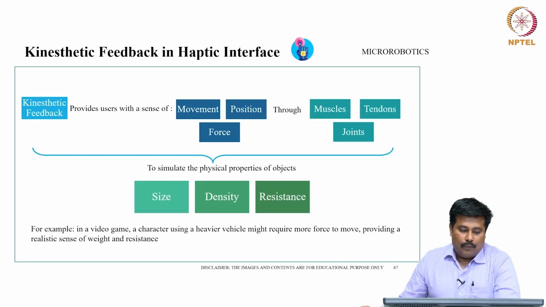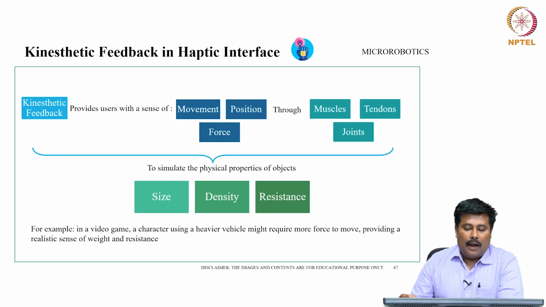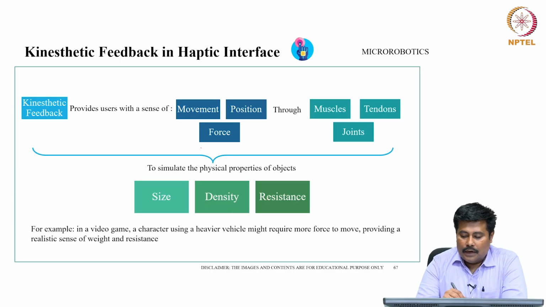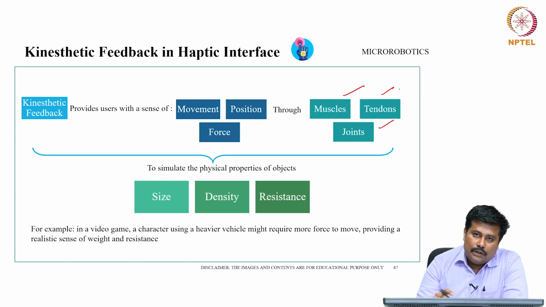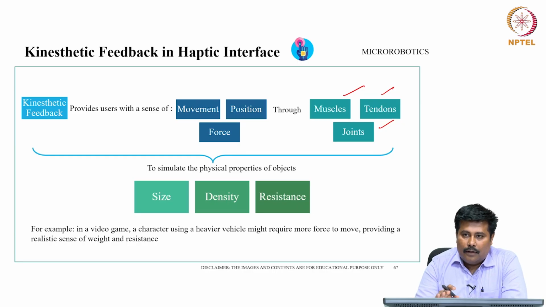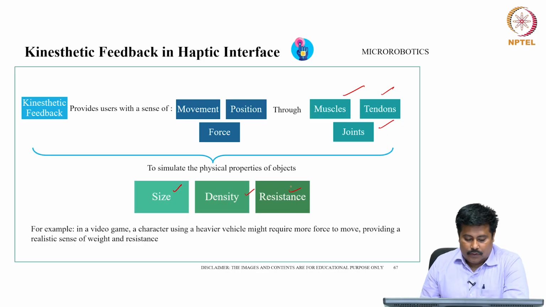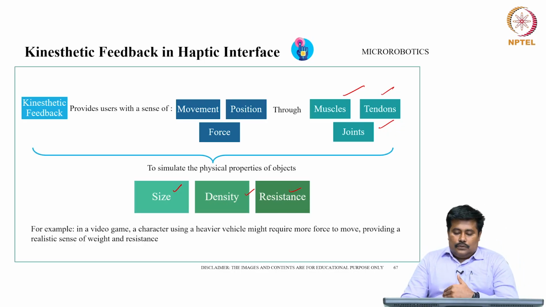Now, let us discuss kinesthetic feedback in a haptic interface. Kinesthetic feedback provides users with a sense of movement, position and force through the muscles, tendons and joints. To simulate the physical property of an object, we need different parameters like size, density and resistance. For example, in a video game, a character using a heavy vehicle might require more force to move, providing a realistic sense of weight and resistance.